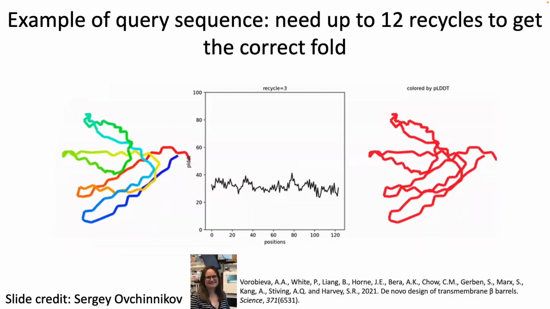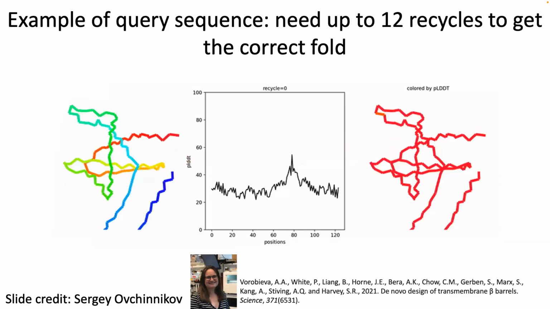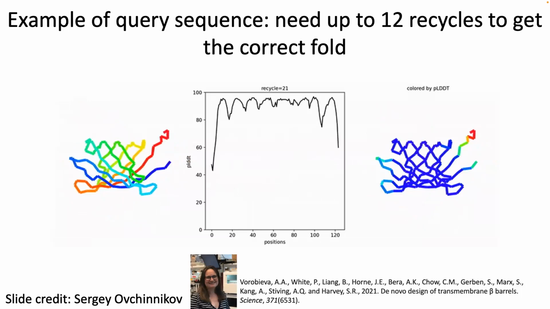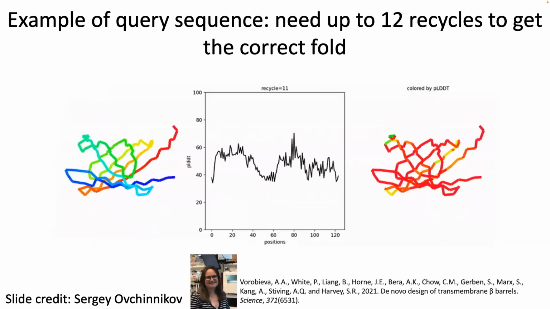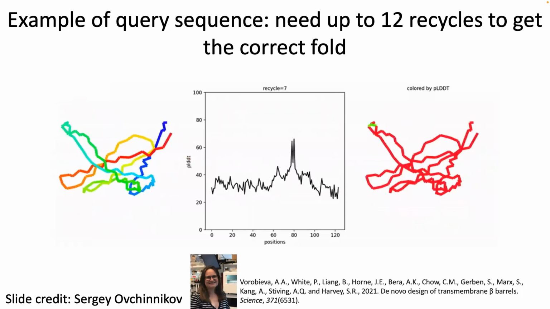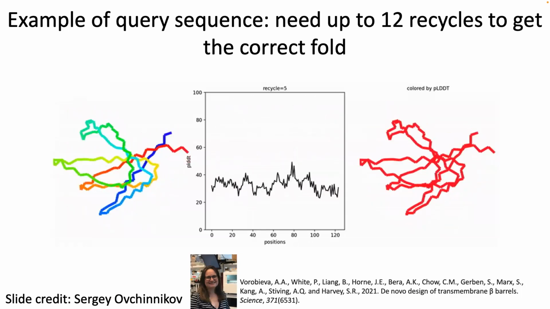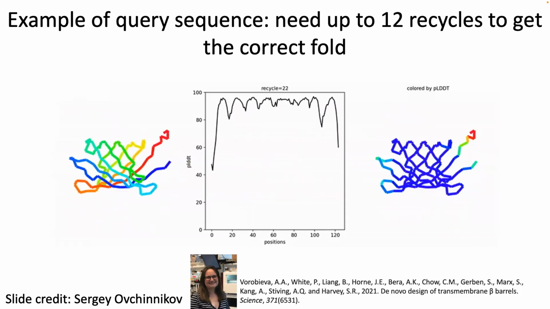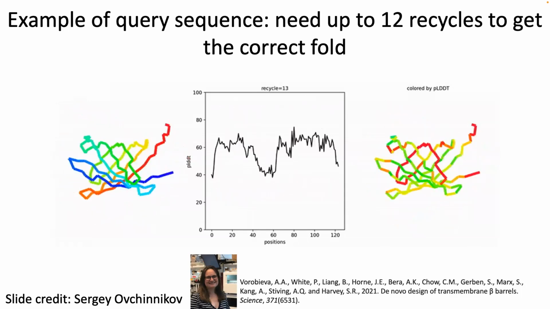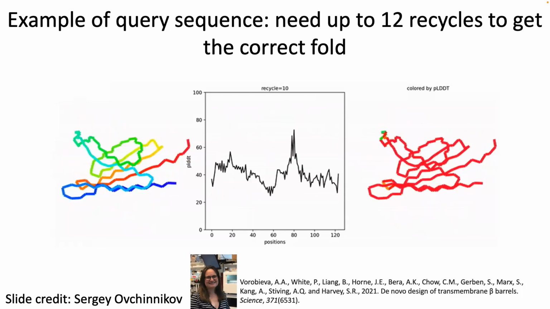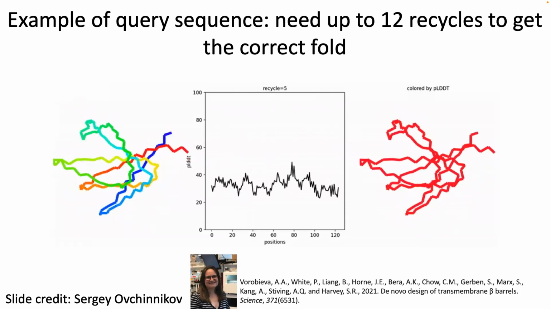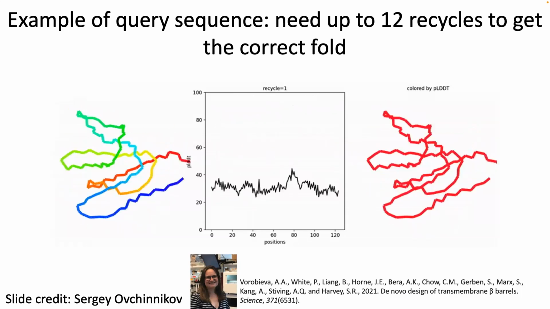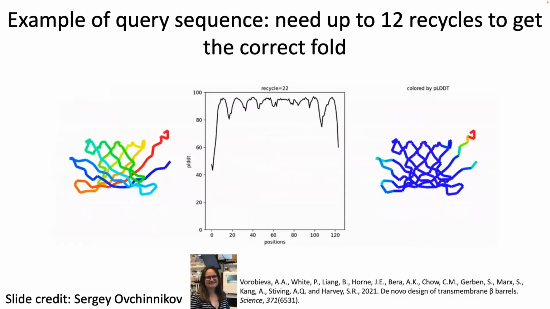So in here, we have pLDDT, so this is confidence on the y-axis, and then we have residue positions. Our protein is 120 plus something, so let's say 125 residues long, so we're analyzing from the 0th position to 125, and we're looking at the confidence. And then at the very top, we have the number of recycles. The idea here was to take a de novo protein and try to figure out how many recycles it takes to actually get it looking right. And the answer is very high.